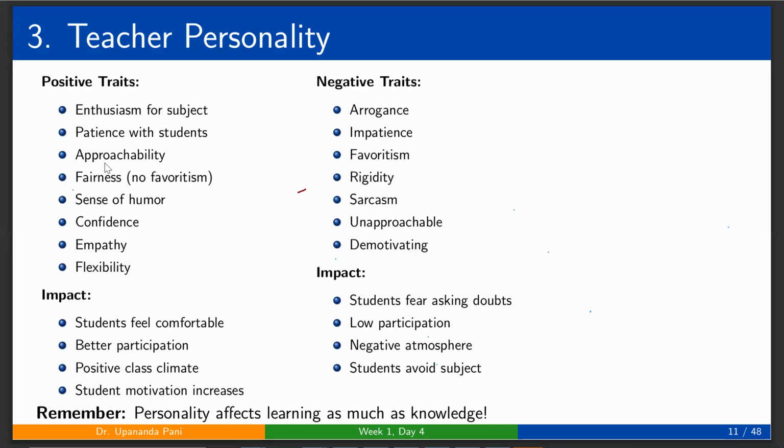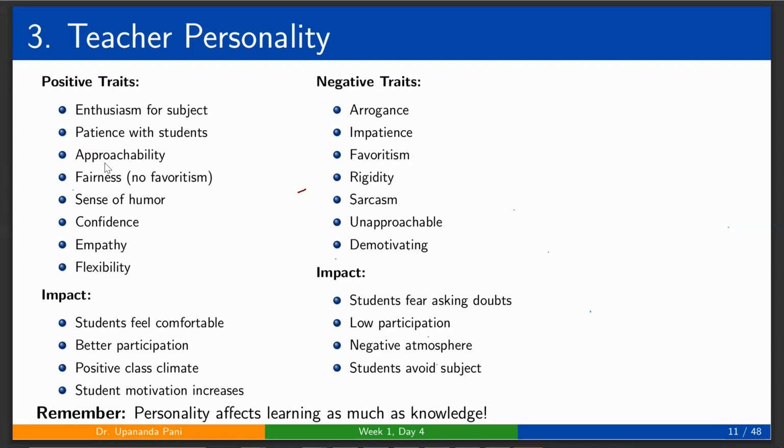And I always say, it is just personality development, when I used to take the faculty development courses. So always a teacher should write down all the positive traits they have. And what would be the impact of positive traits? Students feel comfortable, better participation, positive class climate, and student motivation will increase. That is most important.